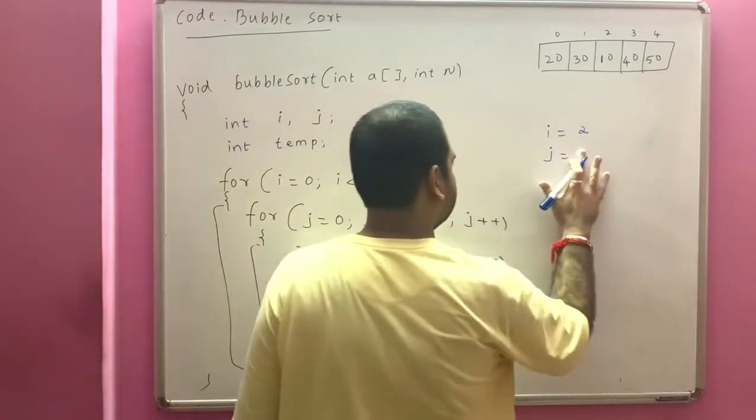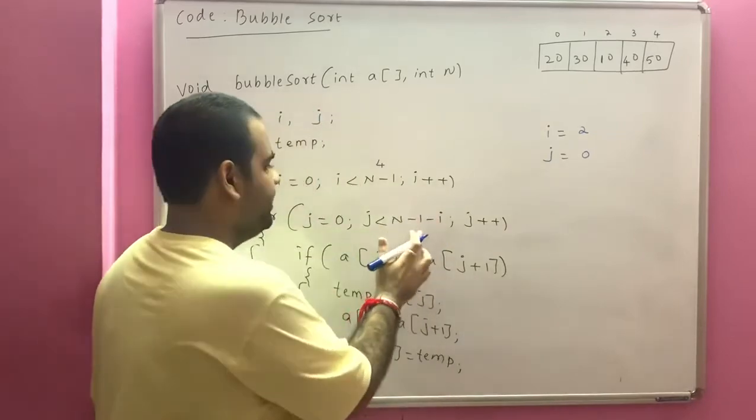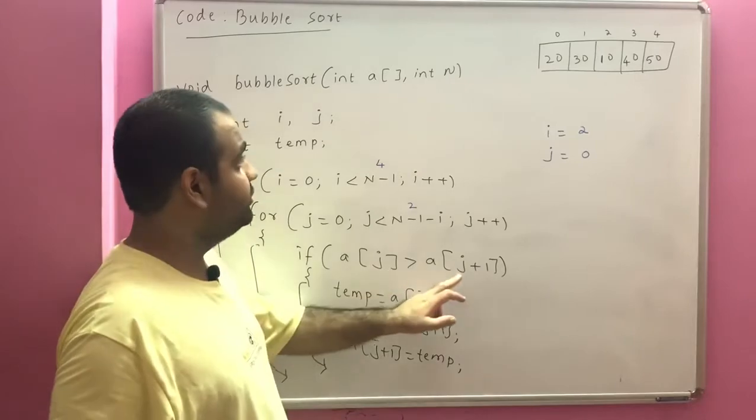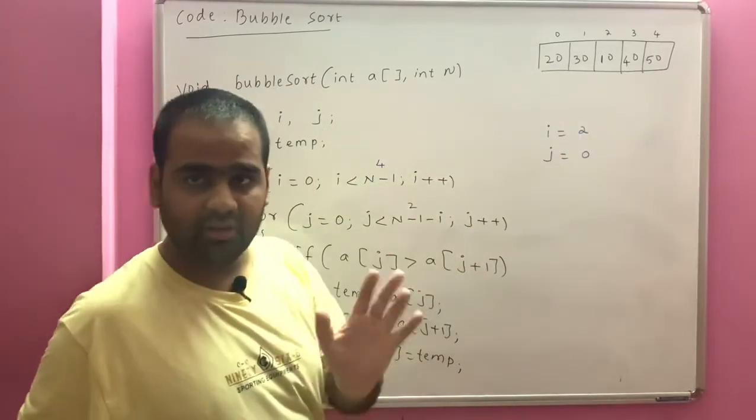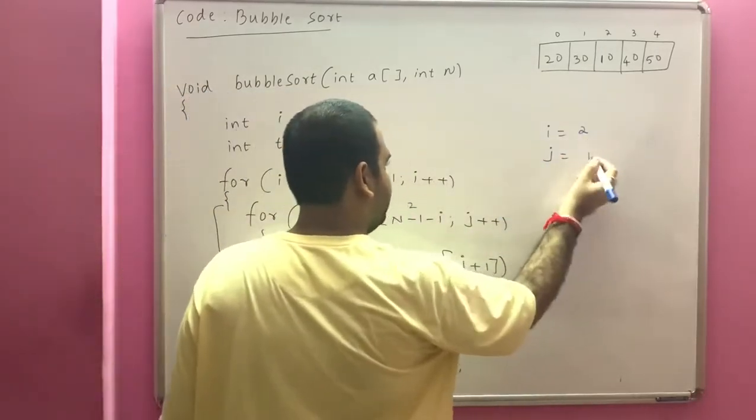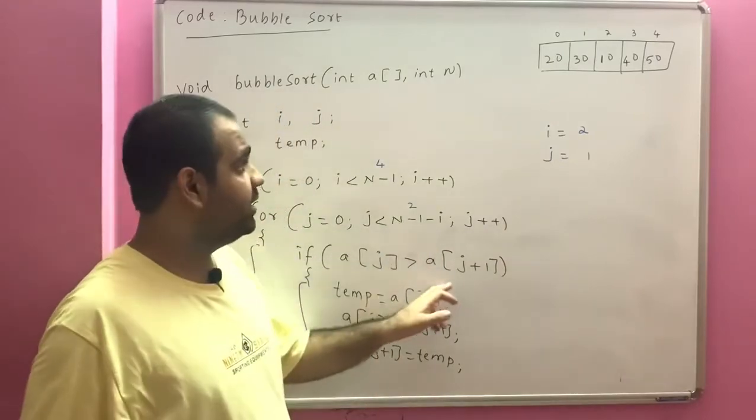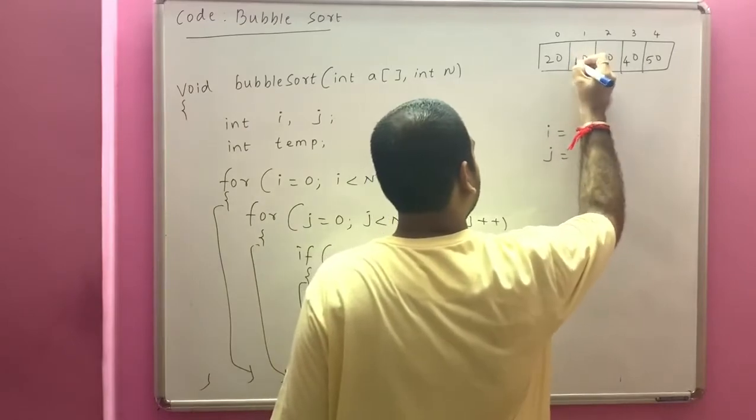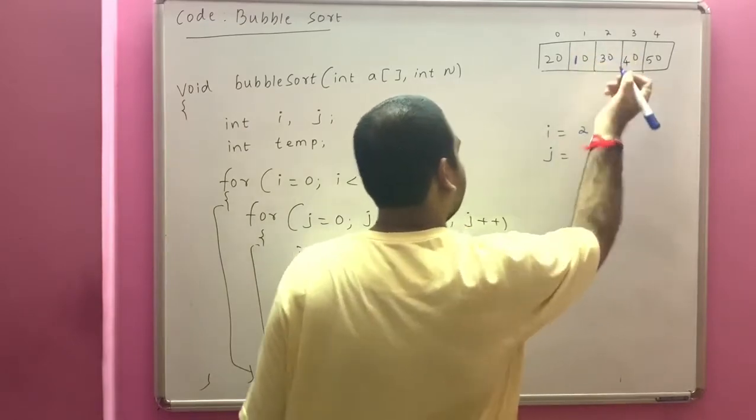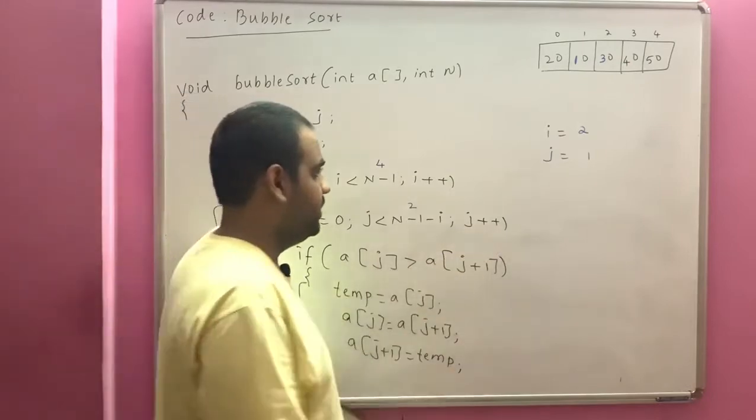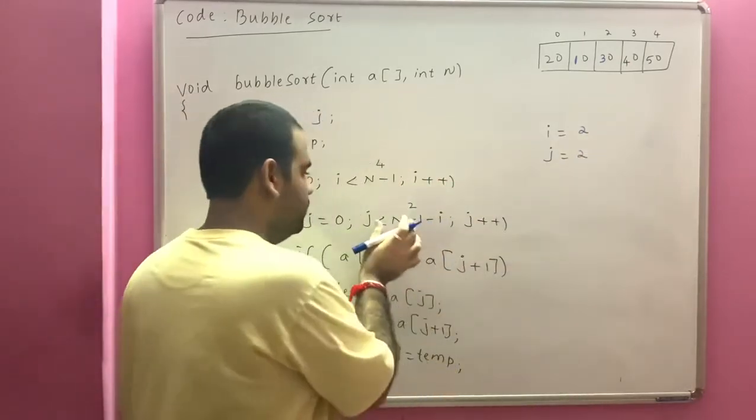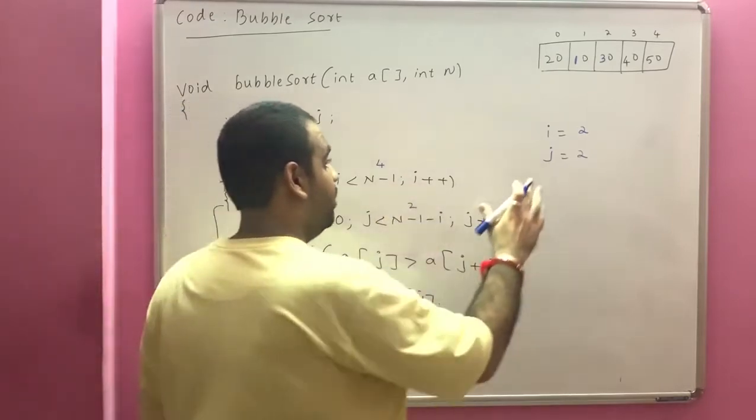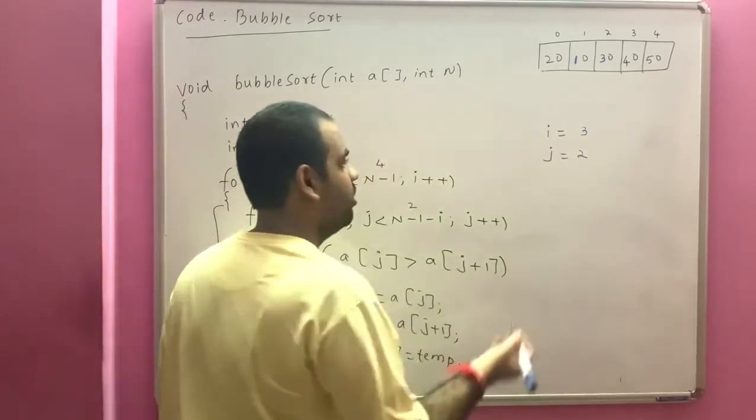Again j starts from 0. 5 minus 1 is 4, 4 minus 2 is 2, 0 less than 2, yes. a of 0 greater than a of 1, 20 greater than 30, no. j plus plus 1, 1 less than 2, yes. a of 1 greater than a of 2, 30 greater than 10, yes. 30 is greater than 10, therefore 10 comes over here and 30 comes over here. Again you say j plus plus, the value of j becomes 2. 2 less than 2 is false, you come out and you say i plus plus, the value of i will become 3. That means 3 elements are sorted.